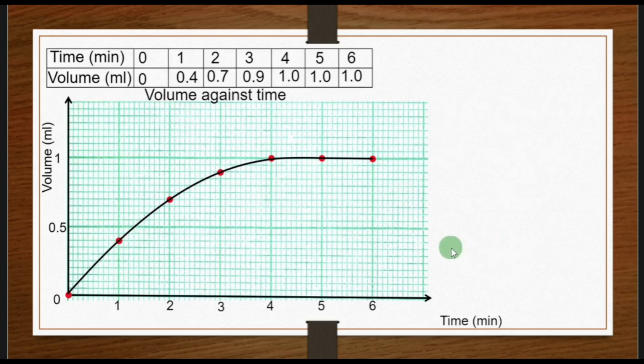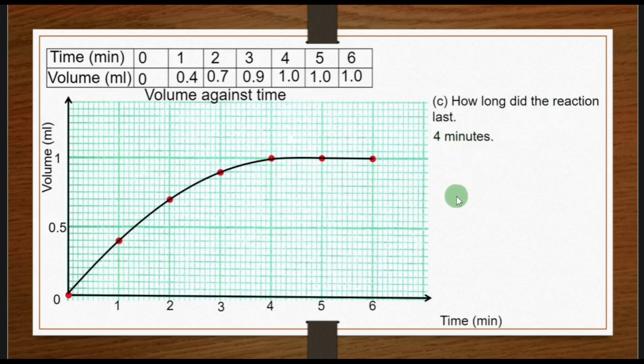Another question says, how long did the reaction last? The reaction only lasted from here up to here. When the curve starts going horizontally straight, it means the reaction has stopped. So the reaction lasted from here up to this point when it started going flat. When you come down here, you find that the time is 4 minutes. So how long did the reaction last? 4 minutes.